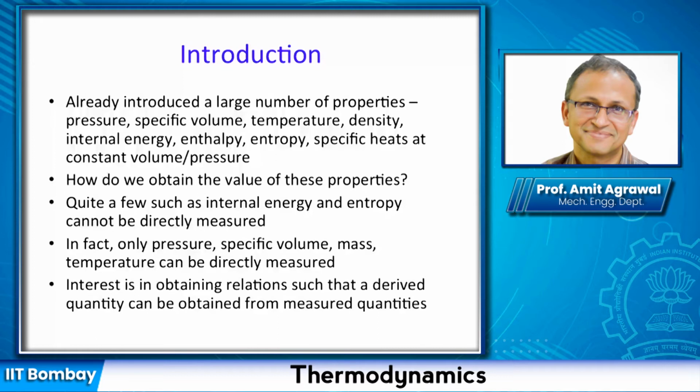So the idea is that let us try to write out a relationship between these quantities that we can measure and the other quantities which we cannot directly measure, so that once we have the measured quantities, we are able to find out these other properties as well. So this is the whole idea behind whatever we are now going to do. Is the motivation clear?